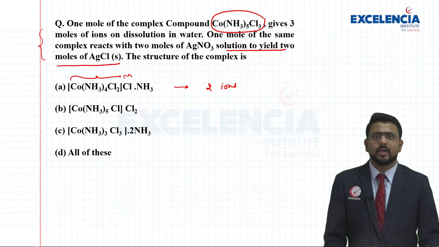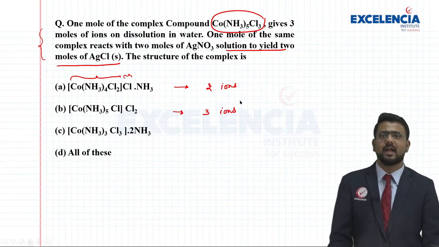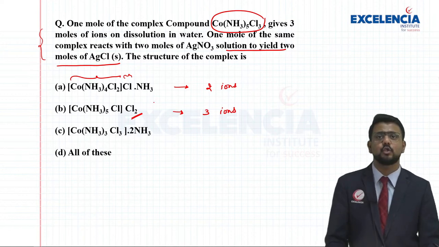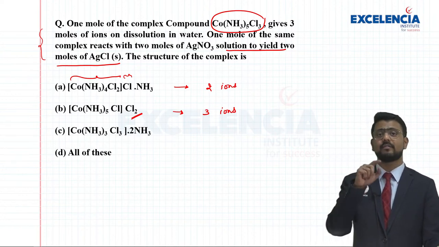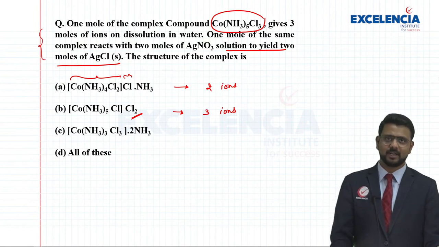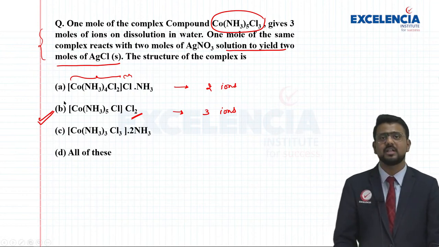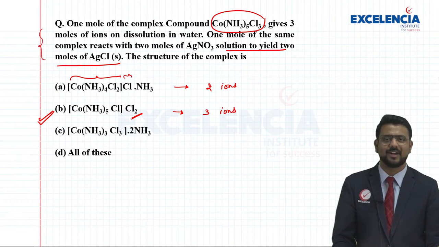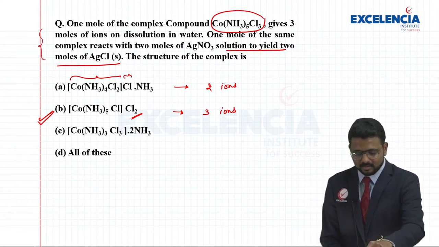Option B, if you have a close look, is going to produce 3 ions without any doubt, so it satisfies the first condition. Second condition, outside this coordination complex you have 2 chlorides, right? So it is going to generate 2 chloride ions, and that is the reason it gives rise to 2 AgCl, correct? So definitely this will be your answer. Option C definitely cannot be the answer, because the chloride ions are not outside the coordination complex. So option B will be your correct answer here.